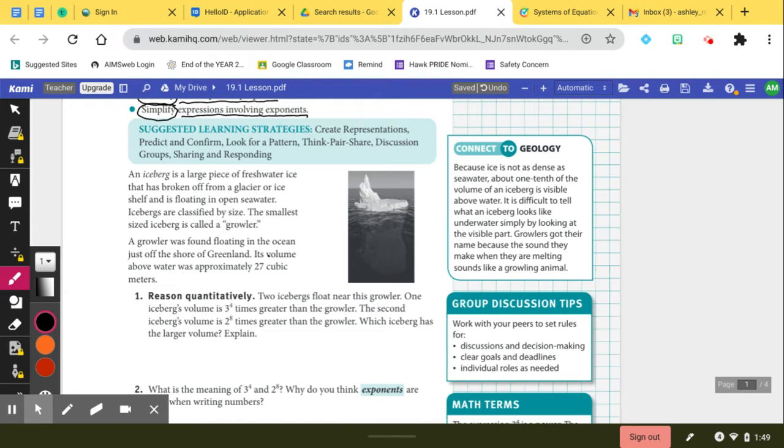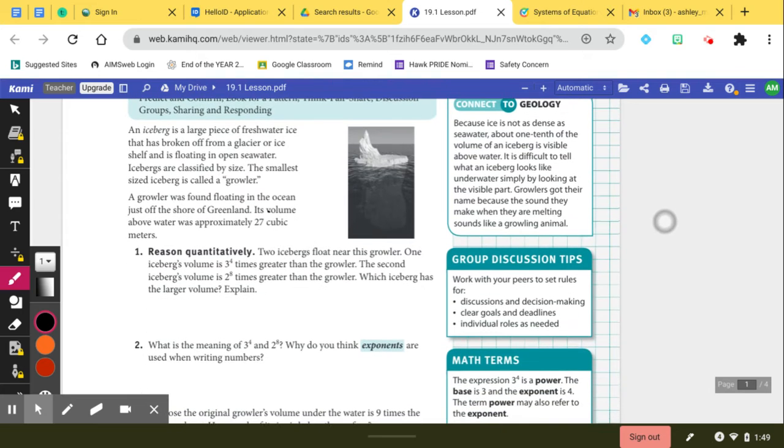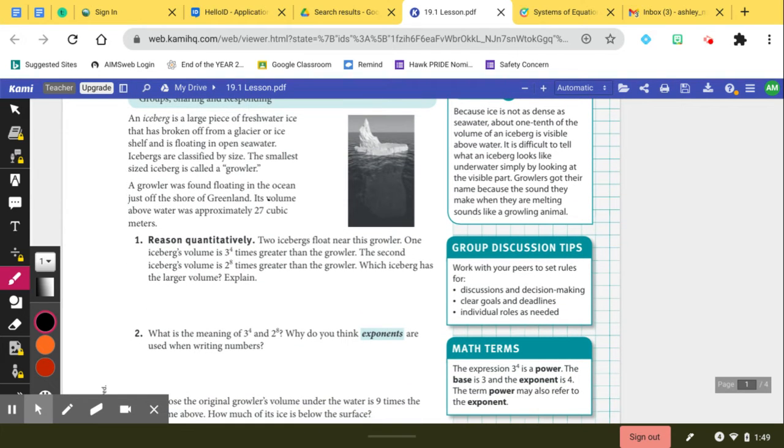It says an iceberg is a large piece of freshwater ice that has broken off from a glacier or ice shelf and is floating in open sea water. Icebergs are classified by size. The smallest iceberg is called a growler. A growler was found floating in the ocean just off the shore of Greenland. Its volume above the water was approximately 27 cubic meters.